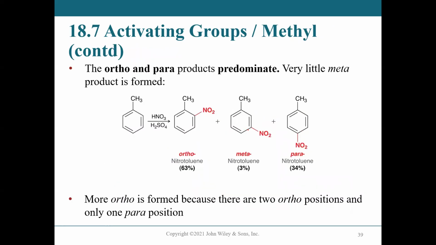It says the ortho and the para products predominate, and very little meta product is formed. More ortho is formed because there are 2 ortho positions and only 1 para position. That kind of makes sense, right? If you have an ortho position here, I should just call it O, you have one right here. We have a greater likelihood because there are 2 positions versus just 1 para position. So it's 2 ortho versus 1 para. It's just due to probability at this point. So we have more positions in the ortho position.